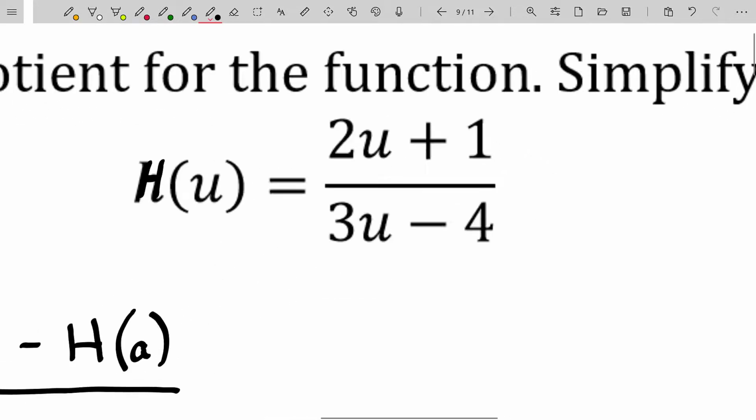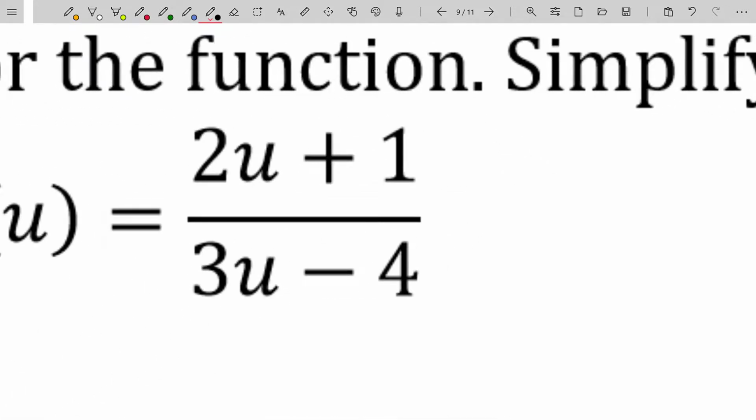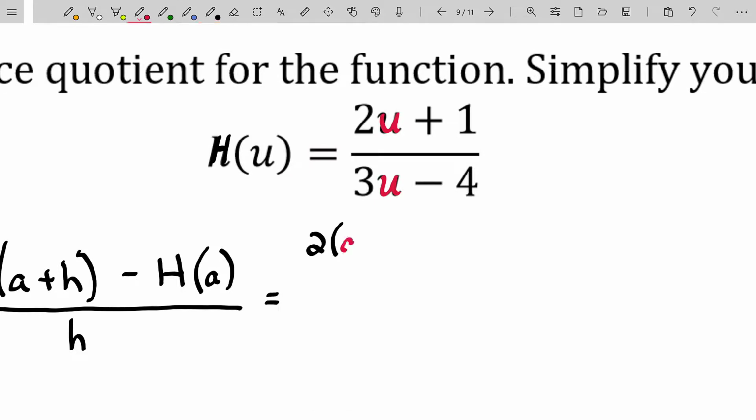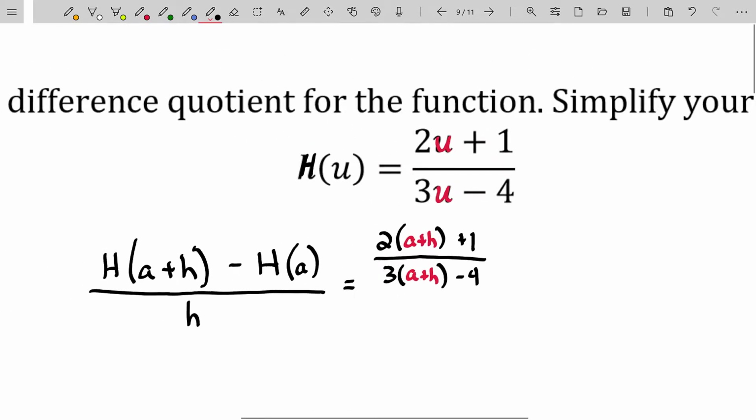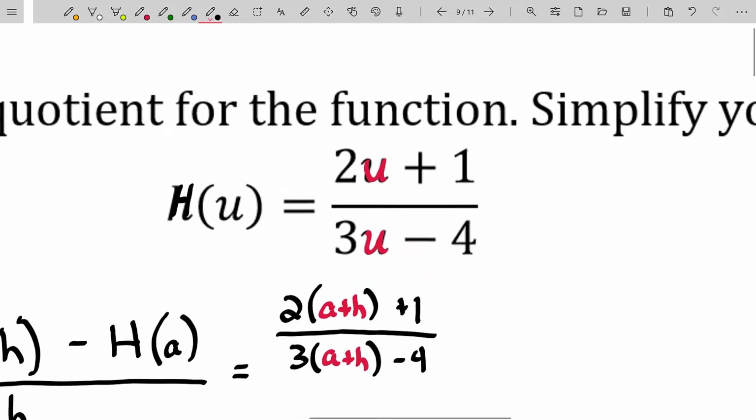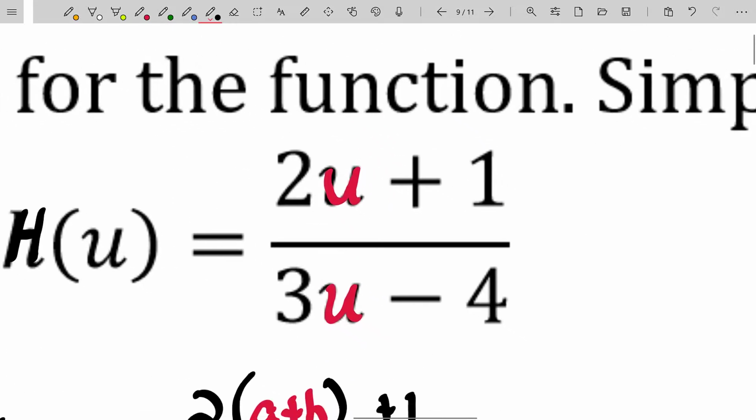Taking a look at our function here, instead of u, we're going to plug in a plus h. So let's go ahead and do that. That is capital H of a plus h. And then we're going to subtract off this capital H function evaluated at a. So we're going to let u equal a.